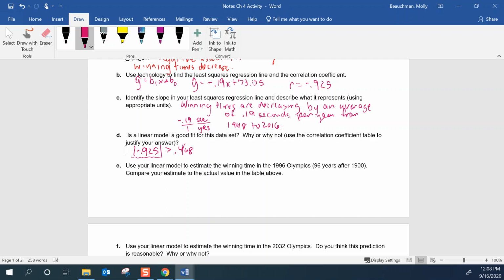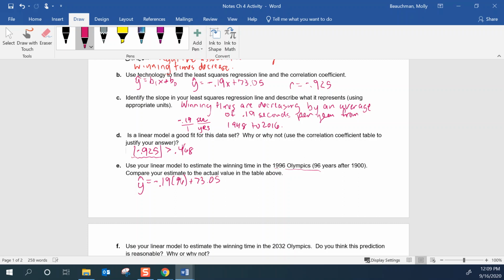All right, so if a line is a good model, then we can use it to make some predictions, or we can use it to make some estimations. So part E says use your linear model to estimate the winning time in the 1996 Olympics, and then compare your estimate to the actual value in the table above. So I'm going to use the line y hat is equal to negative 0.19 times 96 plus 73.05, and I want to see what that ends up being. So throw that in the calculator.